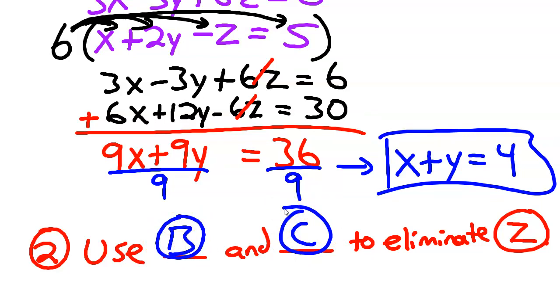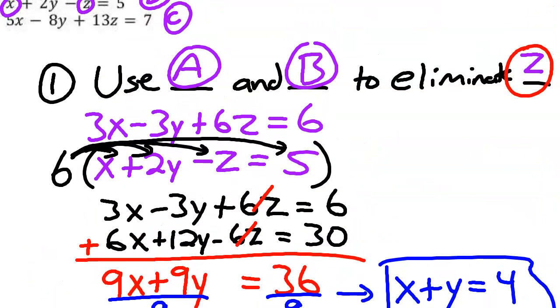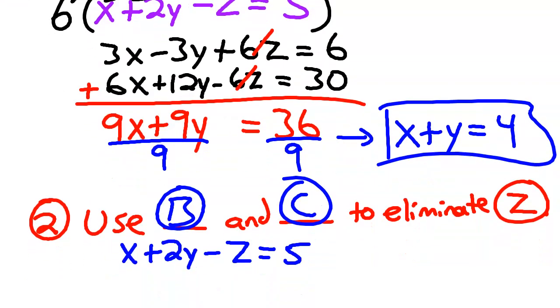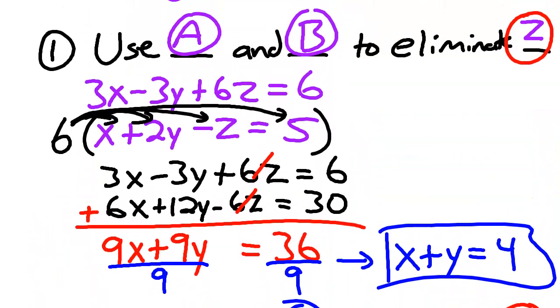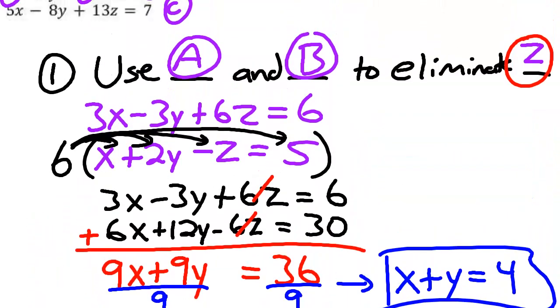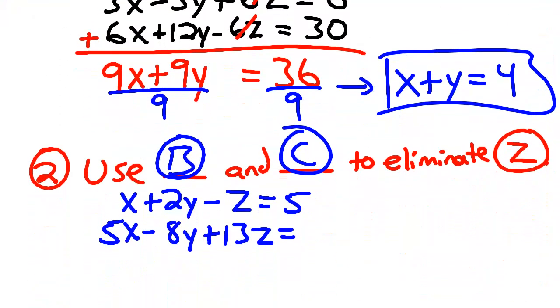So B is the same equation that we have up here. It's x plus 2y minus z equals 5, right? That's equation B. That's the easy one to build off of. Equation C is 5x minus 8y plus 13z. I don't know if I can remember this. 5x minus 8y plus 13z. And I think I remember that, okay? So let's just double check. 5x minus 8y, 13z equals 7. 5x, 5, negative 8, 13, 7. Okay, so we're good.